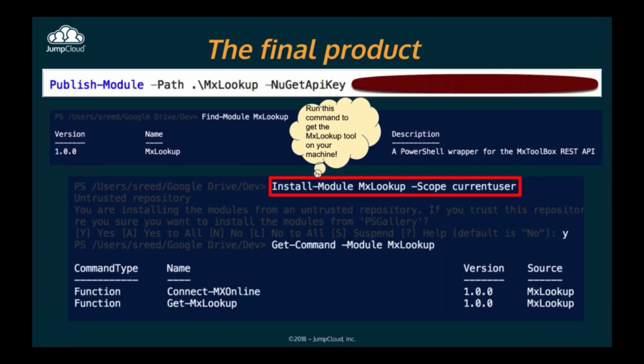What we've got here is I published this MX lookup using my API key, which you get once you sign up for a Microsoft developer account, which is very easy. And now this module is available for everyone to download.